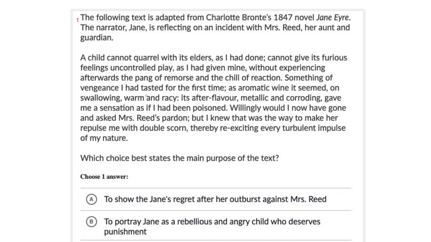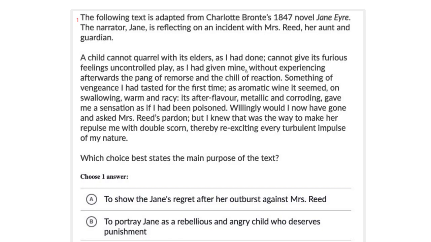So number one, the following is adapted from Charlotte Bronte's Jane Eyre. The narrator is reflecting on an incident with Miss Reed, her aunt and guardian, and we need to know the main purpose. Okay, so a child cannot quarrel with its elders, his or her elders, as I had done, cannot give its furious feelings uncontrolled play, as I had given mine, without experiencing afterwards the pang of remorse and the chill of reaction. Something of vengeance I had tasted for the first time. As aromatic wine it seemed, on swallowing, warm and racy.